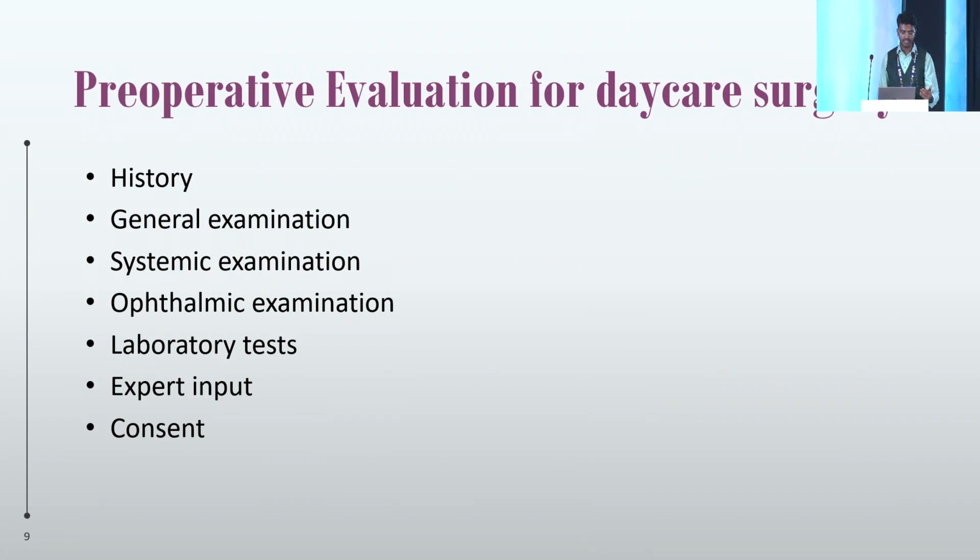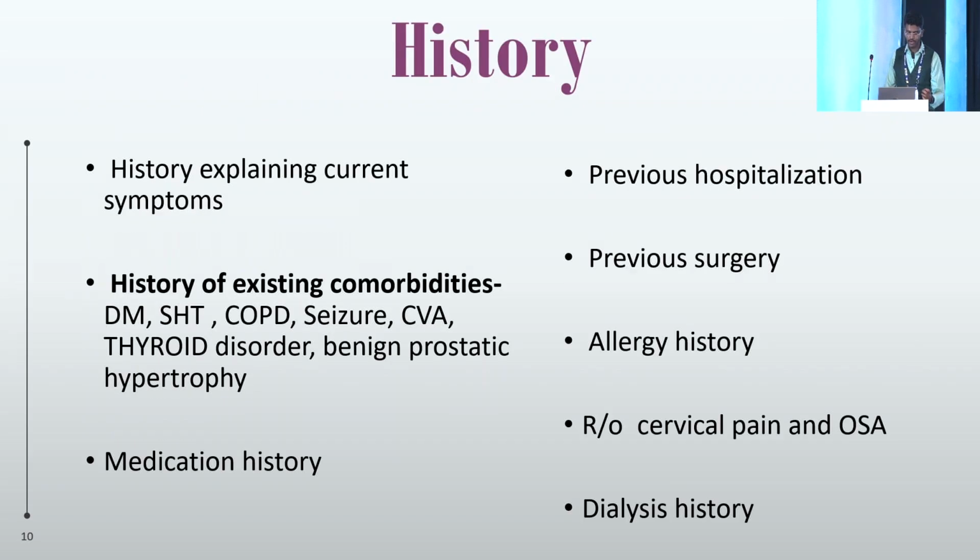Now we'll move on to the exact checklist of what all we need to look at. First, history, general and systemic examination, followed by ophthalmic examination, lab tests, and finally the expert input and the consent. So what are all the key factors which we should not miss? I think an easy way to go about it is to not miss out on the existing comorbidities not commonly found in clinical practice, like thyroid disorders, history of seizures. We tend to miss out on such simple things which can make things very bad for us during the procedure.